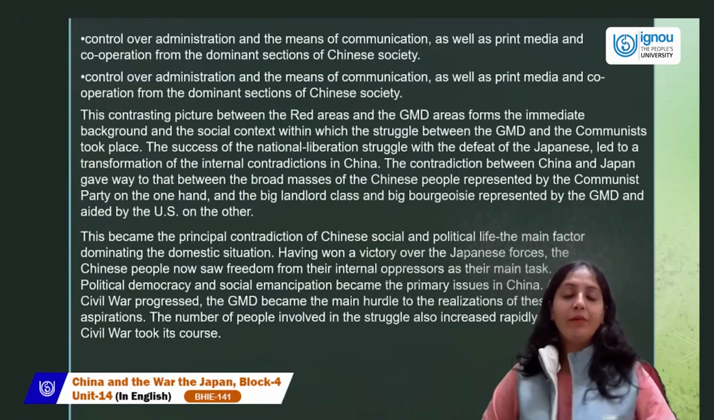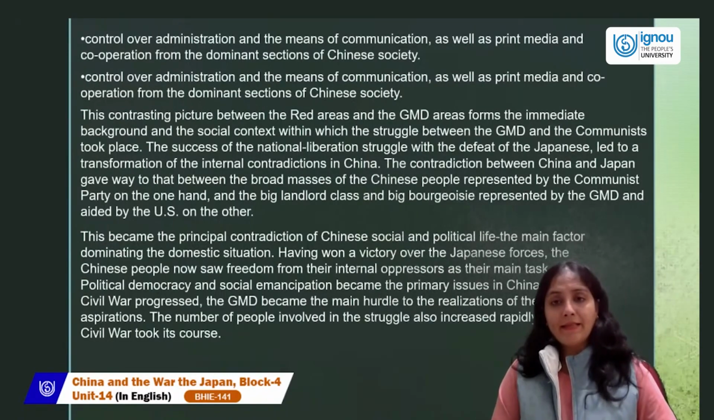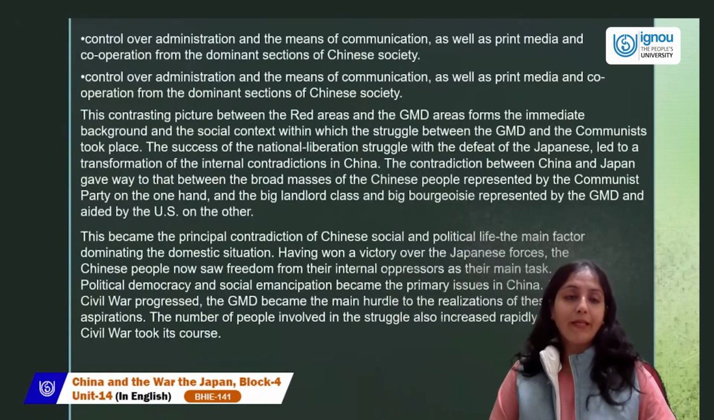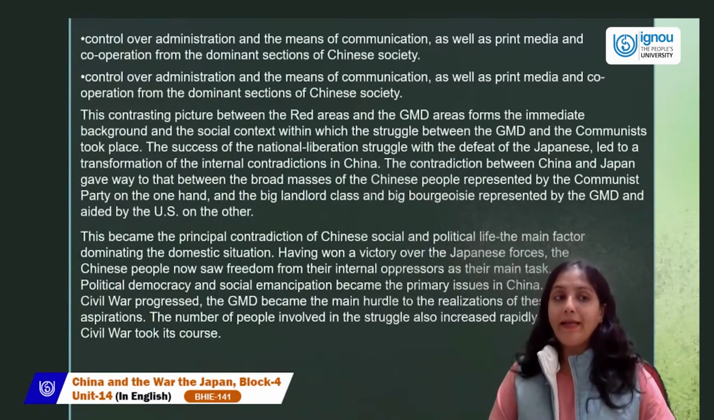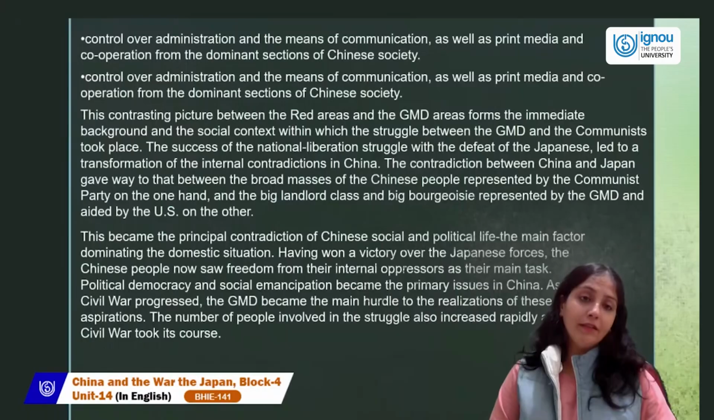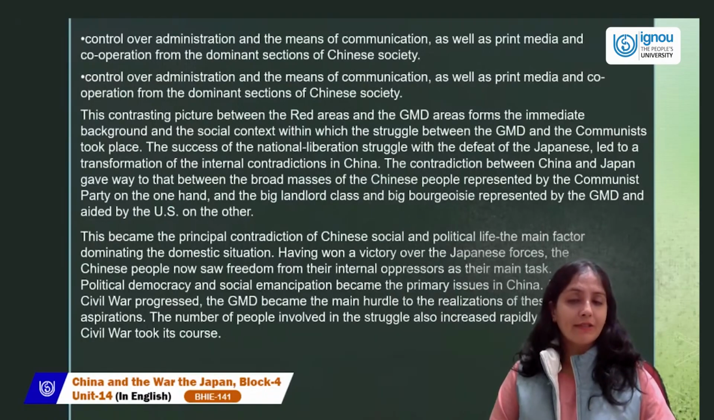This contrasting picture between the red areas and the Kuomintang areas forms the immediate background and the social context within which the struggle between the Kuomintang and the communists took place. The success of national liberation struggle with the defeat of the Japanese led to the transformation of internal contradictions in China.